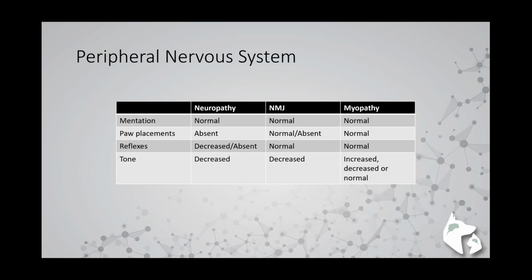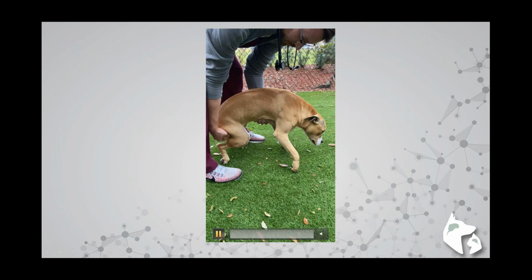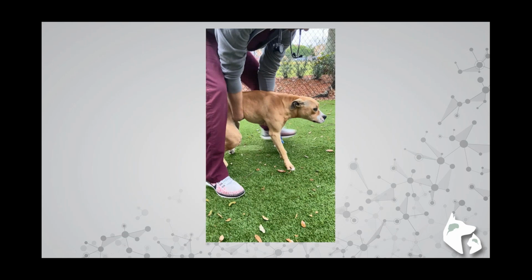All right, so we're just going to breeze through the peripheral nervous system as kind of its own beast, but know that when you have neuropathies in patients, so true nerve dysfunction, you'll expect to see absent paw placement and decreased to absent reflexes and poor tone. If you have neuromuscular junction type problems, you should have normal reflexes like in your myasthenics, and even in myopathies, you should have normal reflexes. It's more the tone and exercise-induced weakness that you're going to see to distinguish the nerves from neuromuscular junction or muscles.